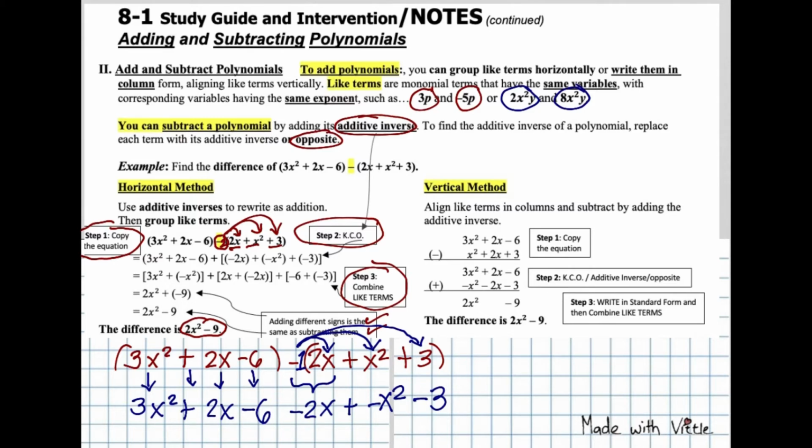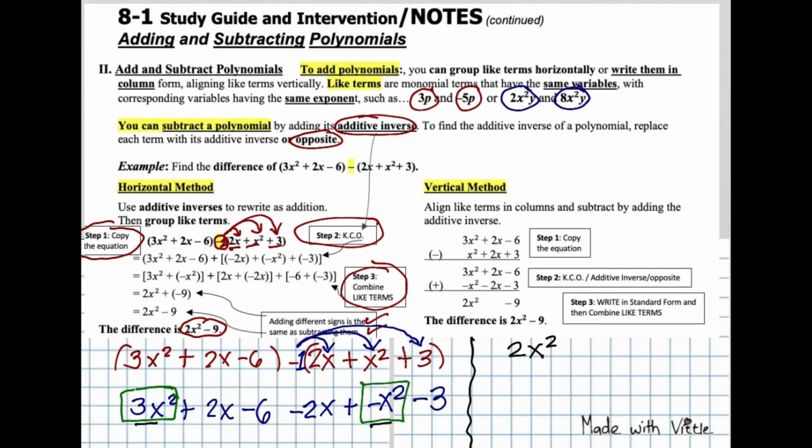Now let's combine the like terms. I will look for an x squared and we have two of them. Since they are different signs, this is positive 3x squared and this one is a negative 1x squared. Therefore, we have to subtract them. 3x squared minus 1x squared will be 2x squared.